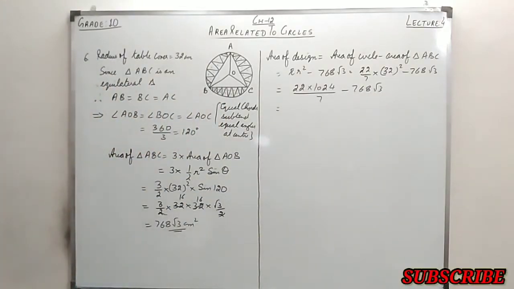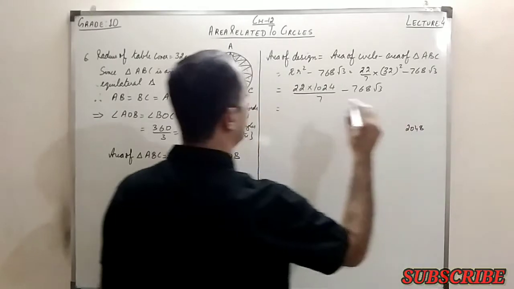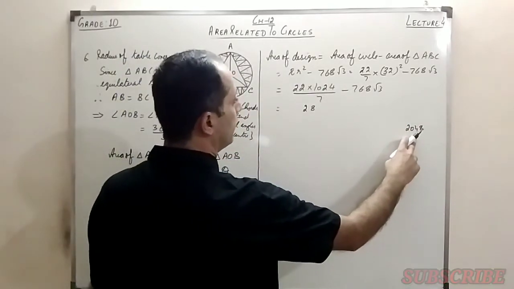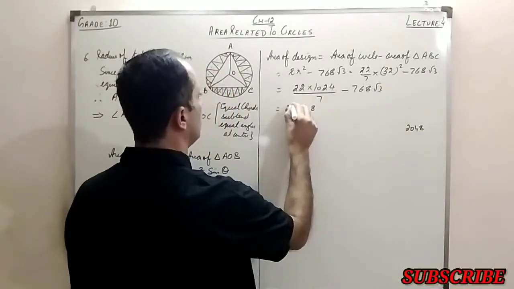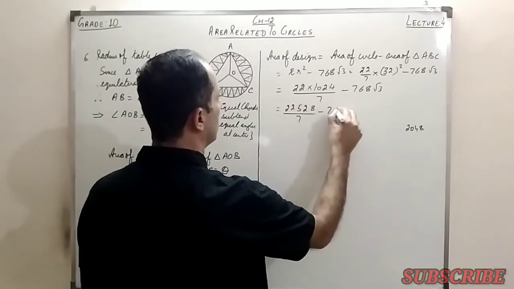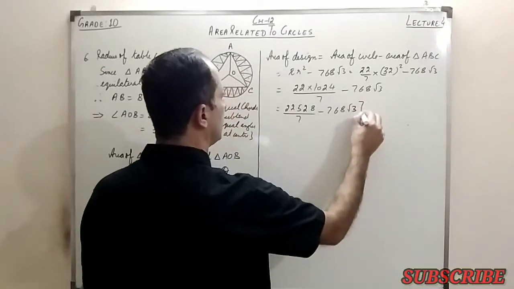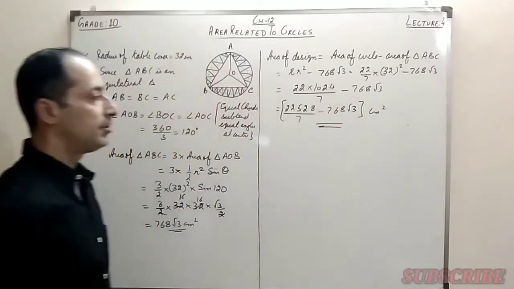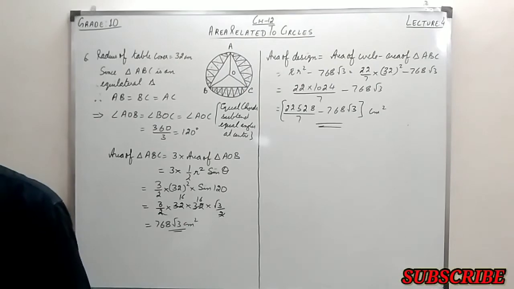If you multiply these two, we get it as 22,528 upon 7. So this is the final answer. The value of root 3 is not given, so we are giving it this way only as the final answer. So this is 22,528 upon 7 minus 768 root 3 centimeter square.